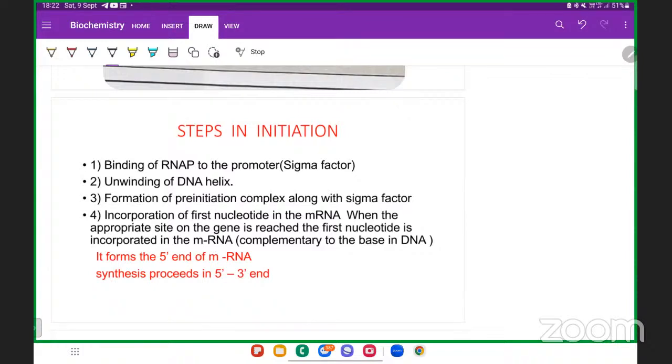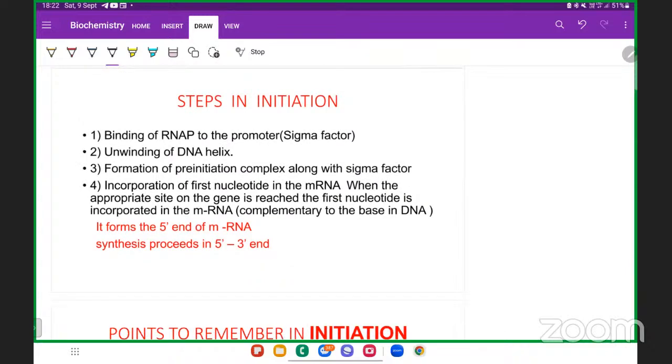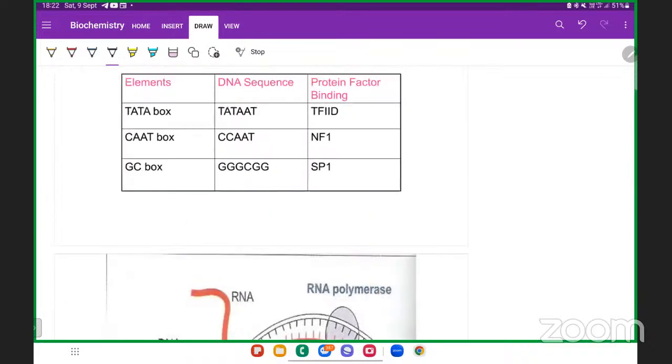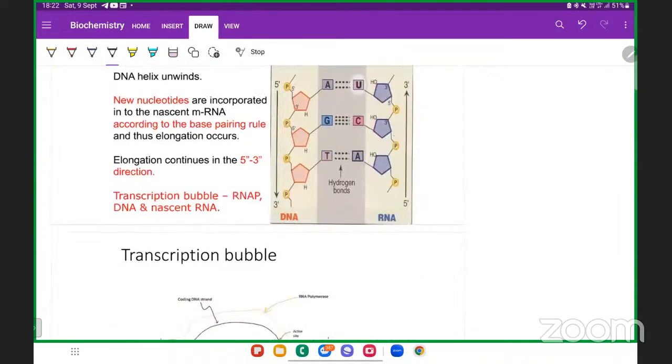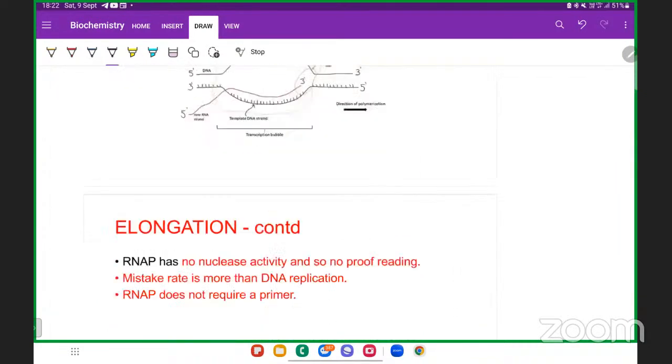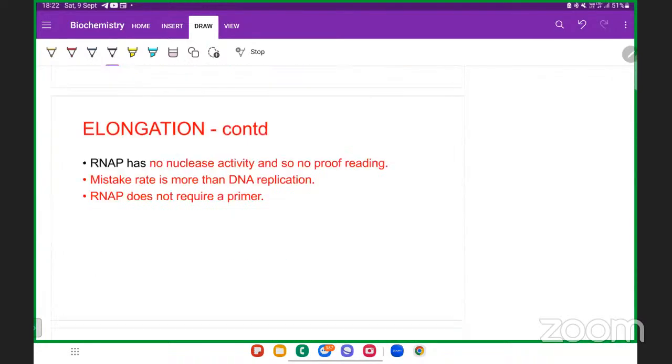Proofreading is of 2 types. What are the different types of proofreading? You have hydrolytic proofreading and pyrophosphorolytic proofreading. Then you have termination. You have rho-dependent termination and rho-independent termination. Okay, I hope up to this you have all understood. Up to this, if you have any doubt, you can put it in the comments.